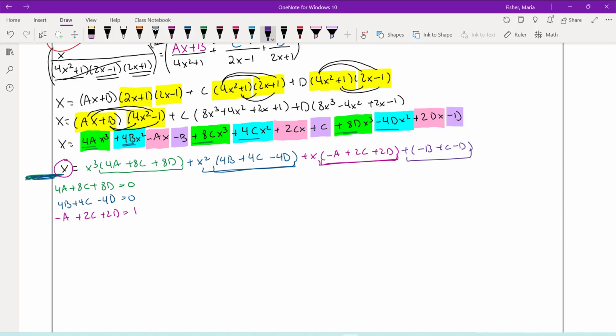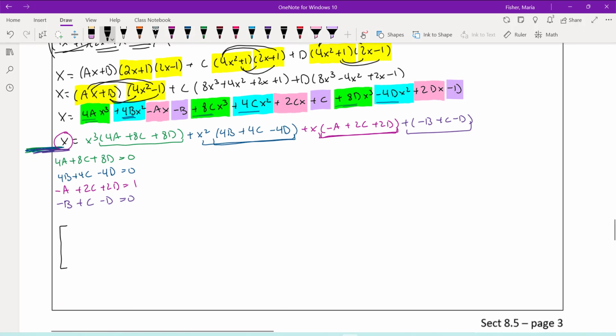Well, I don't have a constant over here, so I know that negative b plus c minus d would equal 0. So let's write this in our matrix. Remember, we have 4 unknowns. We have a, b, c, d, and then we're going to need a column for the answers.